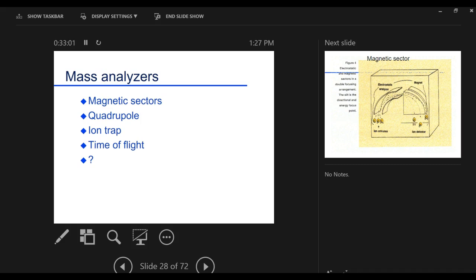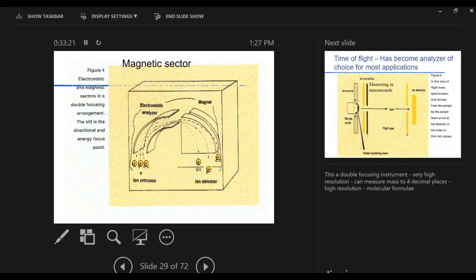Historically, magnetic sectors were the first ways to separate. I'm going to go through each of these: magnetic sector, quadrupole, ion trap, time of flight, and I put a question mark up. What's next? I'm just so impressed that people keep coming up with new things that people never thought of before. And so this is the magnetic sector.